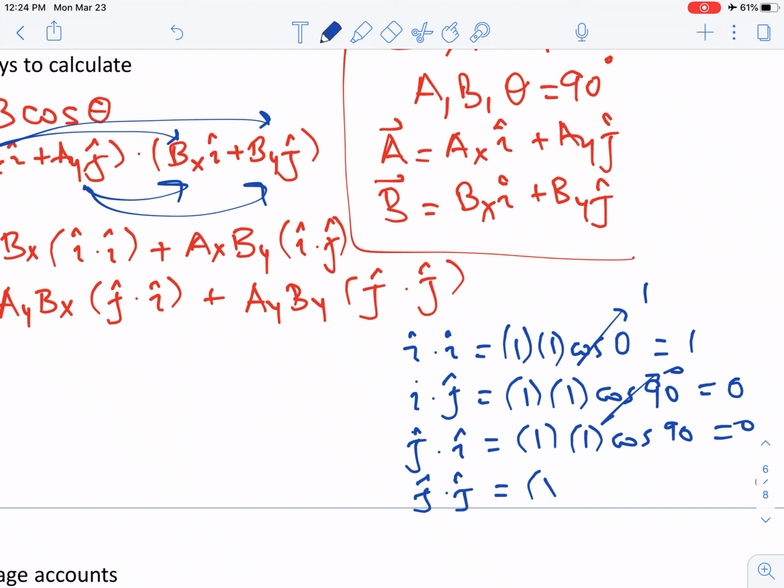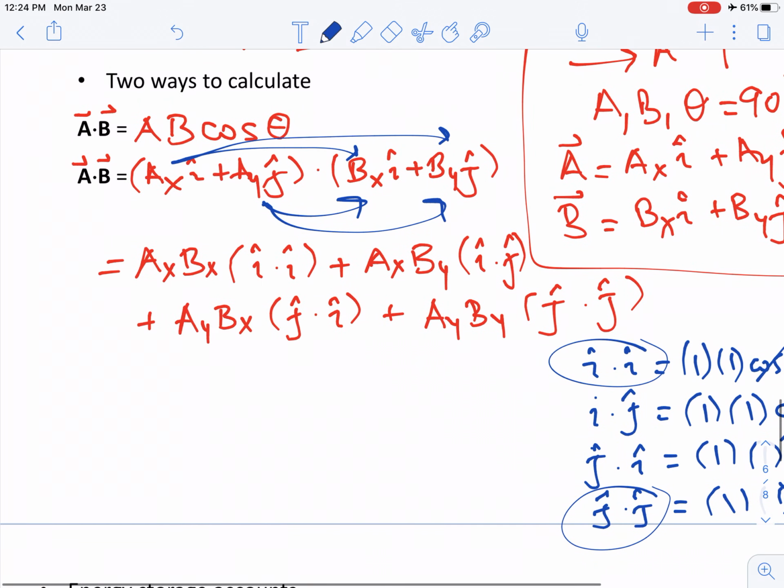What about j dot j then? The magnitudes are 1. The angle between them is 0. Cosine 0 is 1, so the answer is going to be 1. So as you can see, only when you multiply the same unit vectors, you will get 1. Any other case, you will get 0.